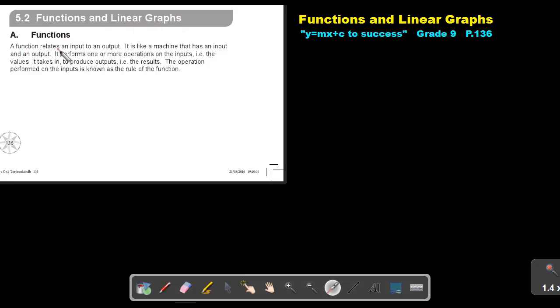A function relates an input to an output. It is like a machine that has an input and an output. It performs one or more operations on the inputs, for example, the value it takes in, to produce outputs, for example, the result. The operation performed on the input is known as the rule of the function.